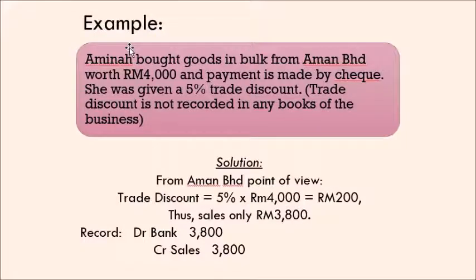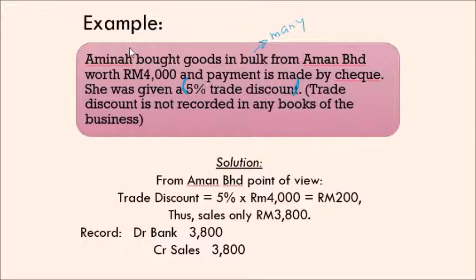Okay, so example, Aminah bought goods in bulk from Ahmad Berhad worth 4,000 and payment is made by check. She was given a 5% trade discount. Okay, so this is what we're looking at. 5% trade discount.